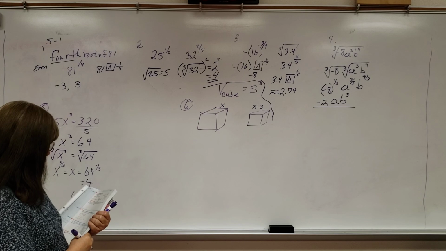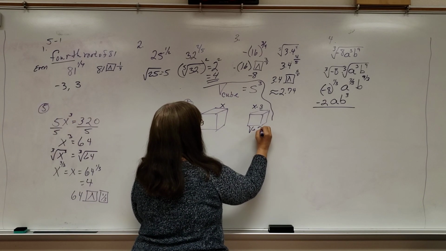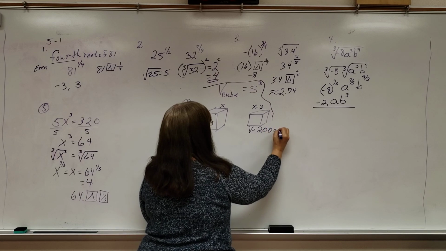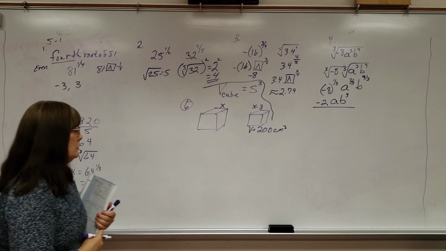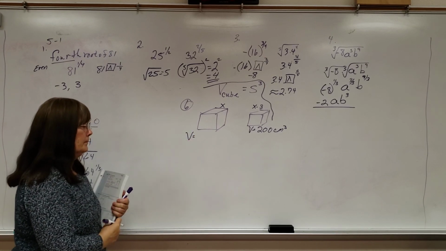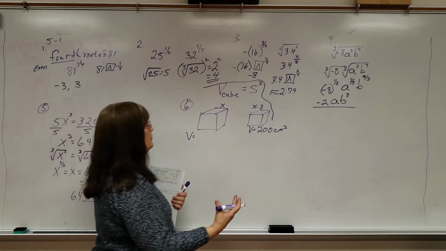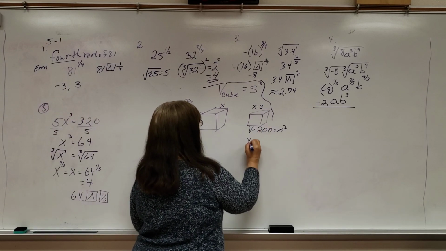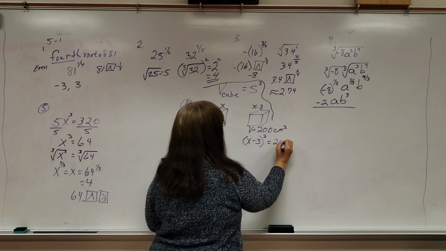Now they tell us that the smaller cube has a volume. So this has a volume of 200 centimeters cubed, or cubic centimeters. We want to find the volume of the larger cube. So to do that, I have to take the cubed root, so this right here, x minus 3, if I cube that, I'm going to get 200.